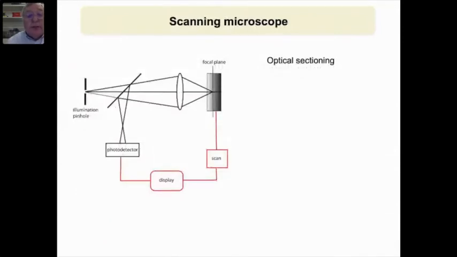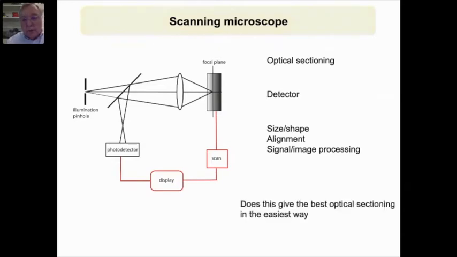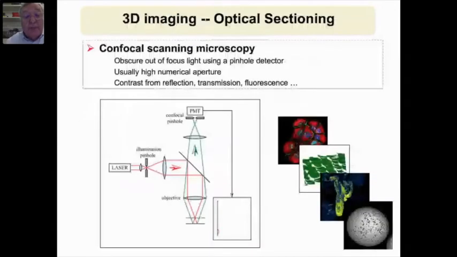So, optical sectioning is the important thing in the confocal, as we know, and that means you have to get the right detector. It has to be in the right place. It has to be of the right size. But the one question I want to speak about a bit this afternoon is, does this actually give the best optical sectioning in the easiest way? Well, we know that one way to look upon the optical sectioning is that the actual pinhole serves to obscure the light, and you only get a big signal from the light coming from the center.